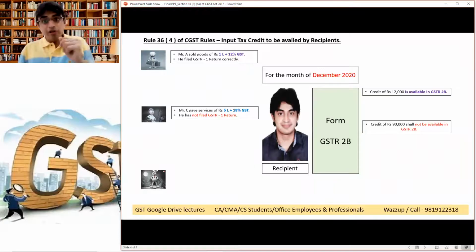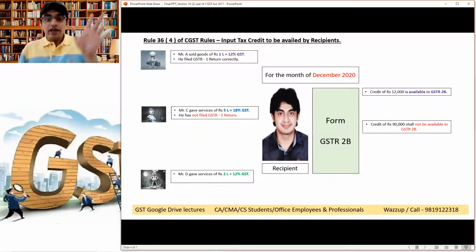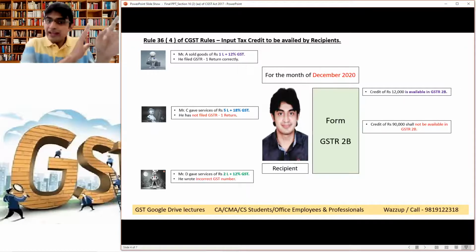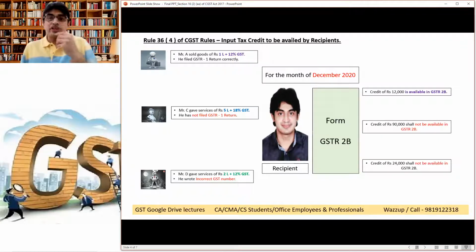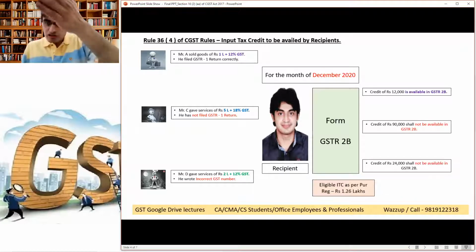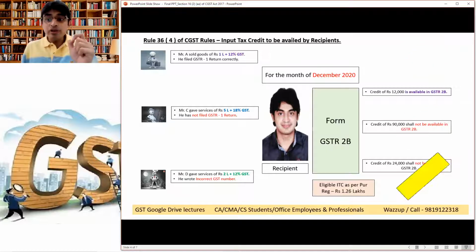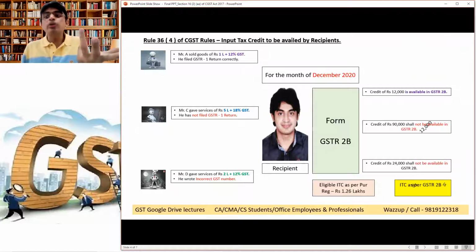Similarly, from this Mr. C or D, I took services of rupees 2 lakh plus 12% GST. He filed GSTR 1, but instead of mine, wrote someone else's GST number, an incorrect GST number. So this ITC of 24,000 also never came in my GSTR 2B. I cannot avail it. Now what is the conclusion coming out here? How much was my ITC as per purchase register? If you add these three, it is 1,26,000. But how much was there in my GSTR 2B? Only 12,000. So only 12,000 was auto-populated.